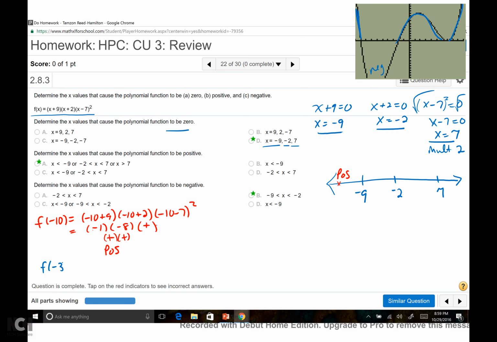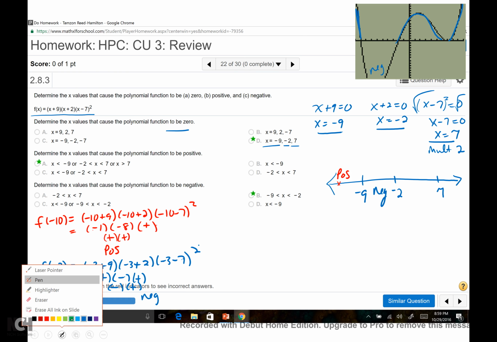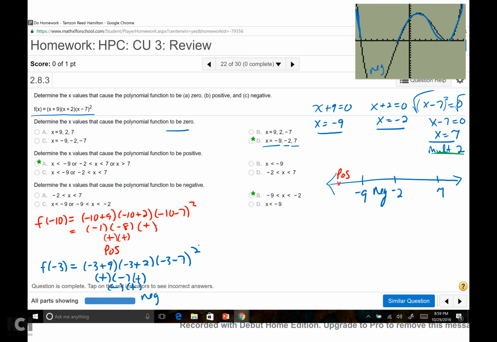How about negative 3? If I plug that in, negative 3 plus 9, negative 3 plus 2, negative 3 minus 7 squared. This is going to be a positive, this is going to be a negative, this is going to be a negative squared, which is going to be positive. The positive times a negative is a negative, times a positive is a negative. So this section of number line is negative. And again, guys, remember, unless you have multiplicities, pretty much once you find one sign, it alternates.